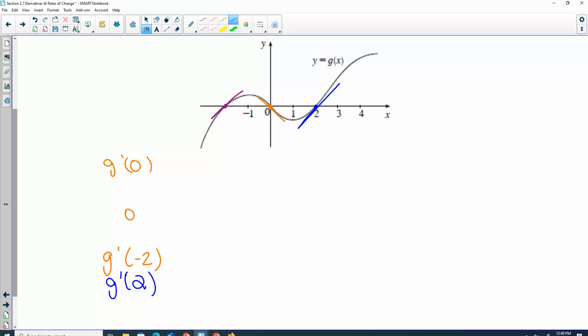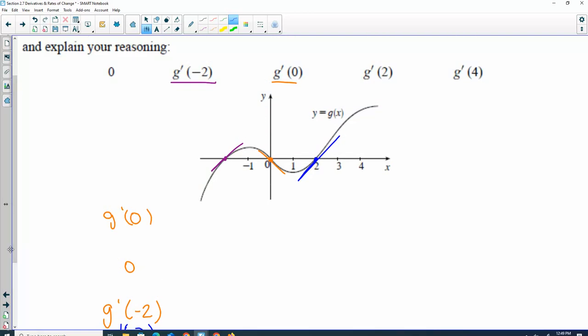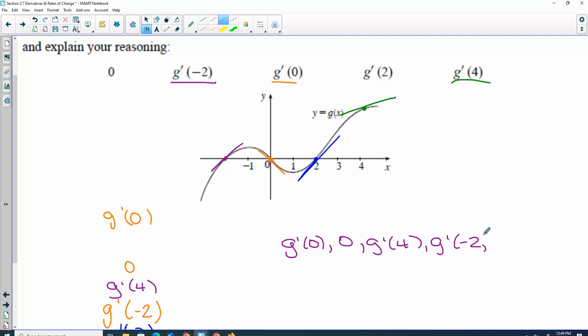The other one, we have g prime of 4. So at 4, if I do my tangent line, is it a positive or negative slope? Positive. Slightly positive. It's positive, but it's pretty close to 0, right? Yeah. So if I'm putting these things in order, it will go between 0 and that. So my smallest is g prime of 0. Then we have 0, g prime of 4, g prime of negative 2, and g prime of positive 2.